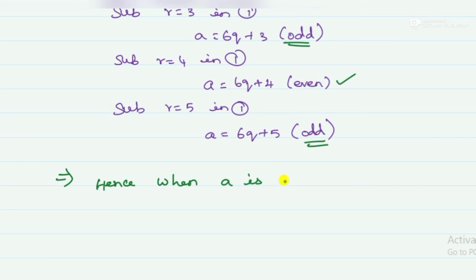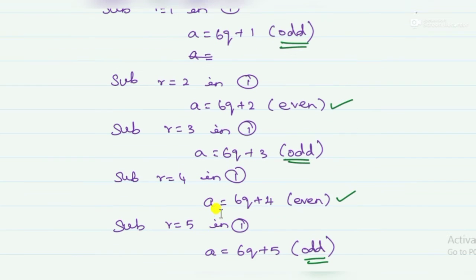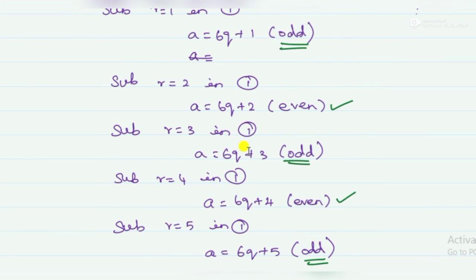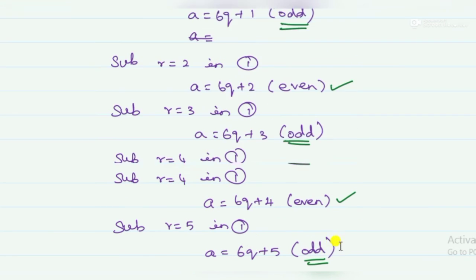Hence, when a is odd, it is of the form 6q plus 1, 6q plus 3 and 6q plus 5.